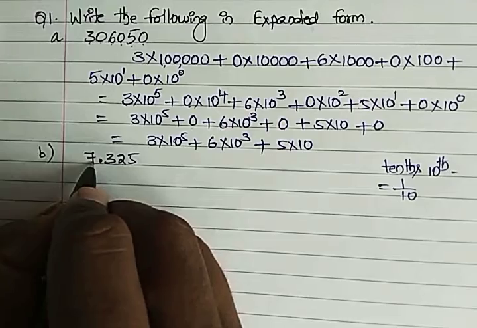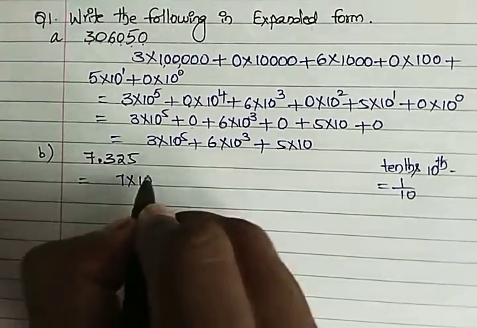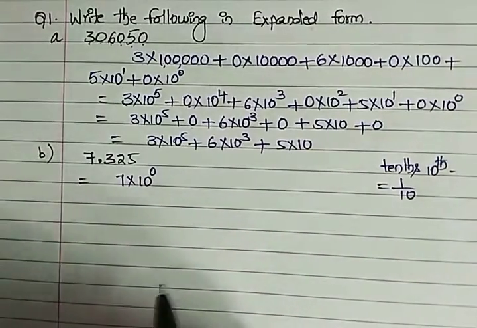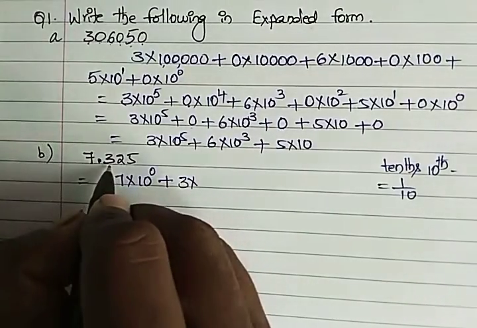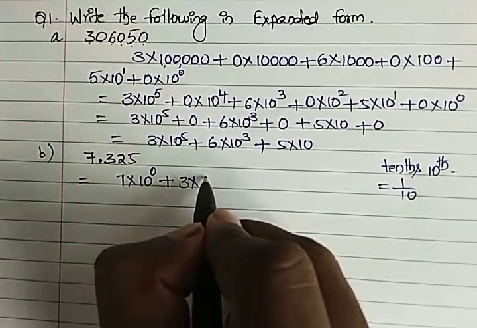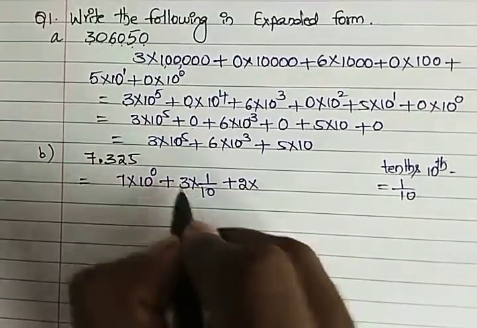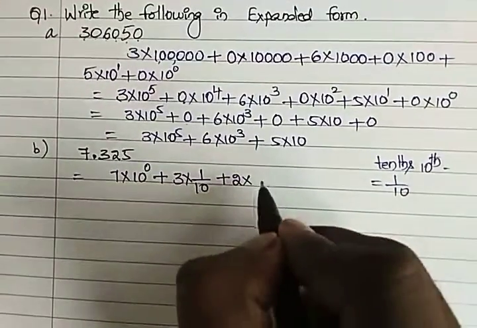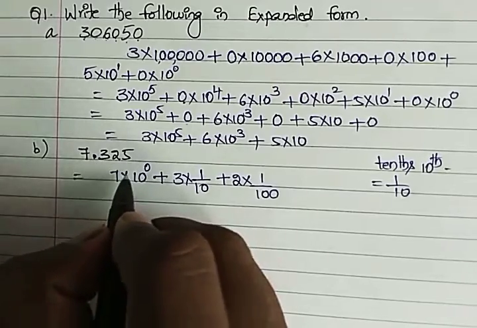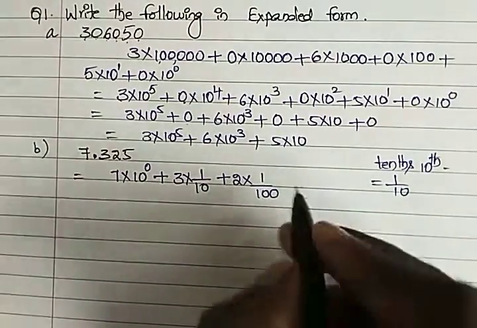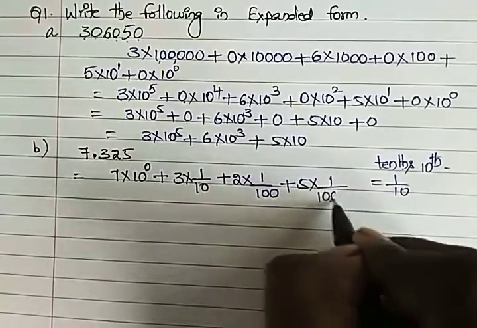Now we will write here only one digit there, so 7 into 10 power 0 for the ones place, plus now 3 into 1 by 10th place, since 3 is after the decimal point, plus 2 into 1 by 100th place, now the zeros will go on increasing, plus 5 into 1 by 1000.